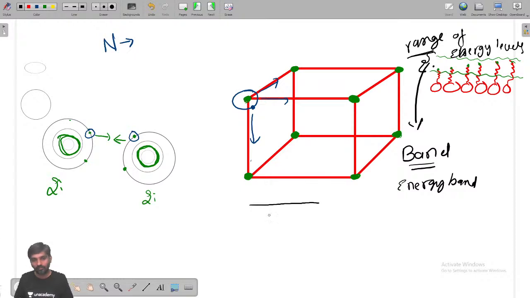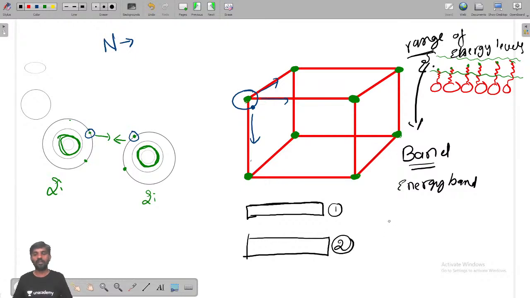So, this may become one energy band. Some electrons may form another energy band, called energy band 2. You have another energy band. So, different electrons will form different energy bands. We will restrict our discussion to this point.